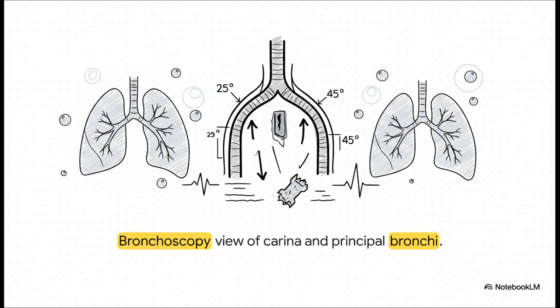Meanwhile, the left bronchus is narrower, it's longer, and it branches off more horizontally at a 45-degree angle. So because that right bronchus is practically a direct, straight shot down from the airway, it becomes the path of least resistance for literally any aspirated object.